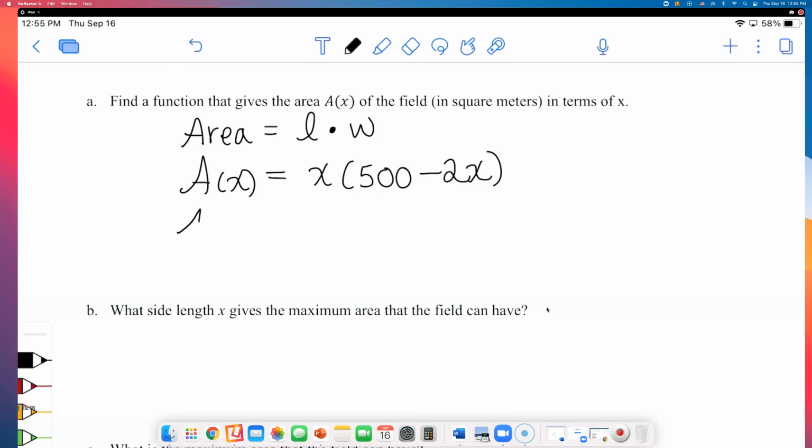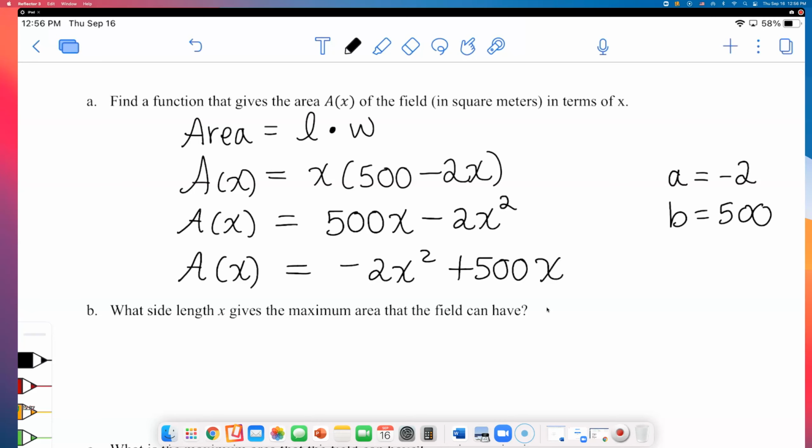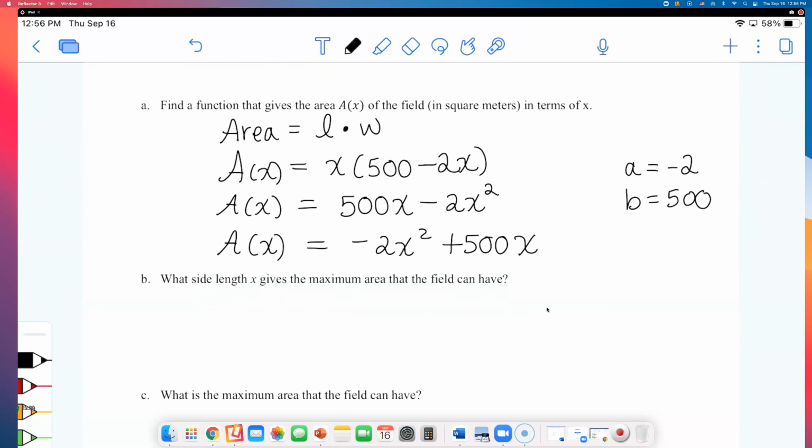But I like to put this in standard form. By distributing, I get 500x minus 2x squared. And if I switch the order, I will get minus 2x squared plus 500x. And I'm going to identify what my a is and b is, because a's and b's are needed to find the vertex.